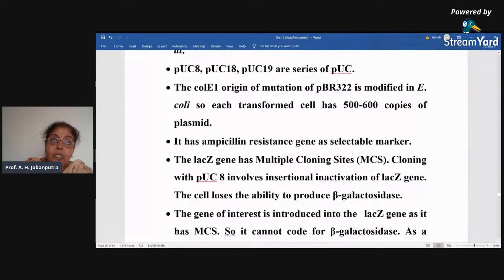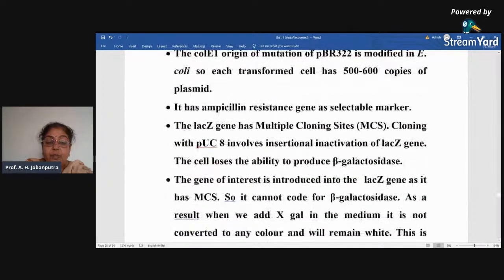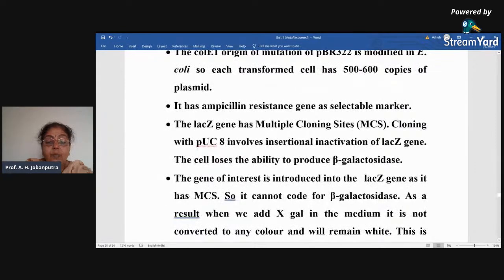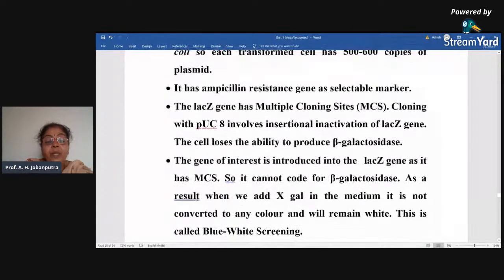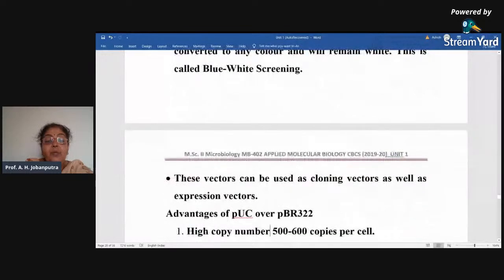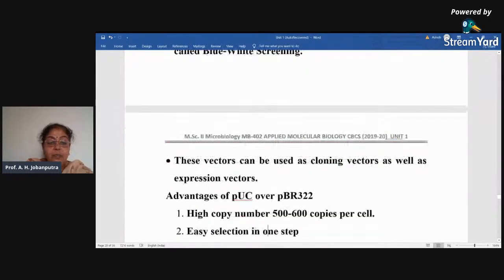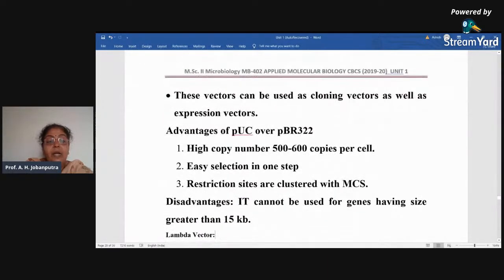You can use the insertional inactivation of lacZ gene. So the cell loses the ability to produce beta galactosidase. You can use blue-white screening for detection. They can be used in cloning vectors as well as expression vectors. What are the advantages of pUC over PBR322? It has high copy number. It has one-step selection possibility.